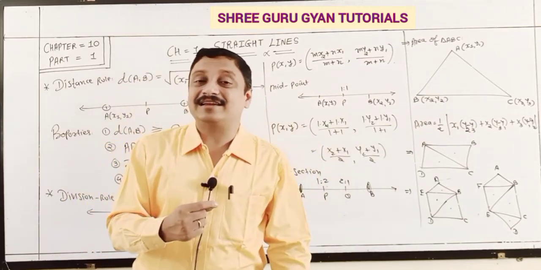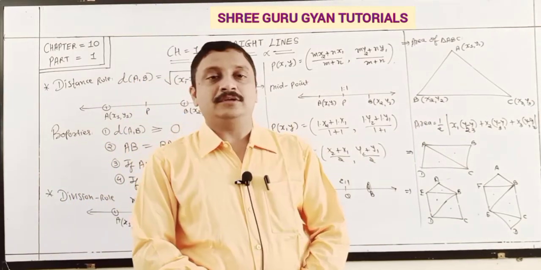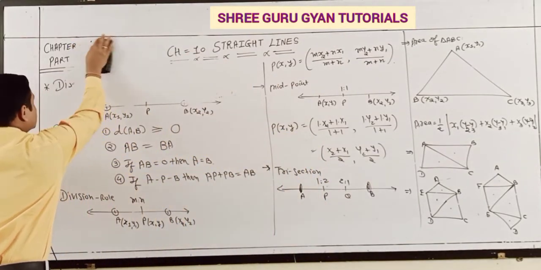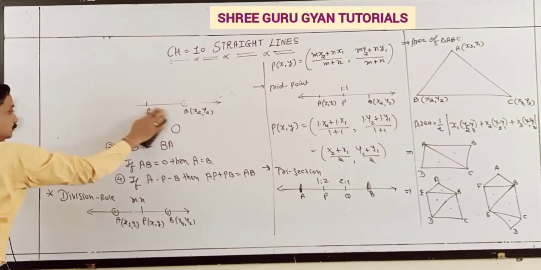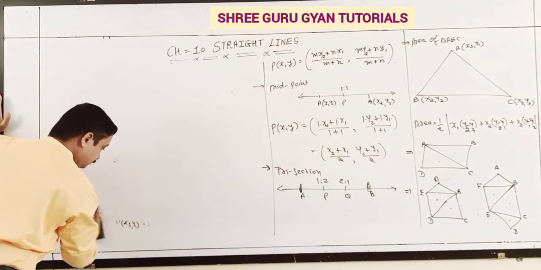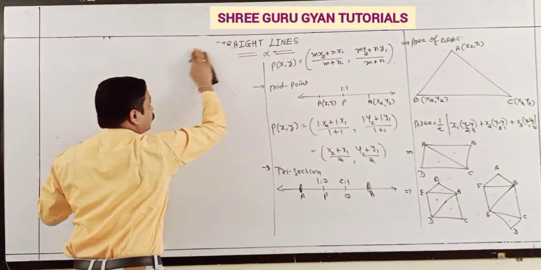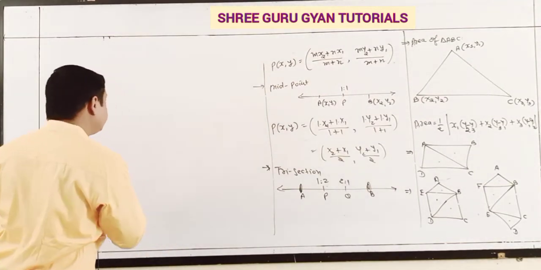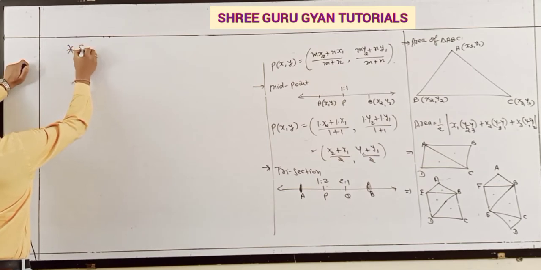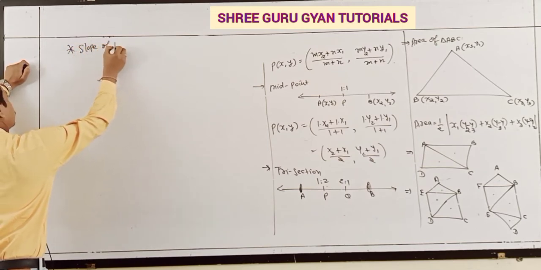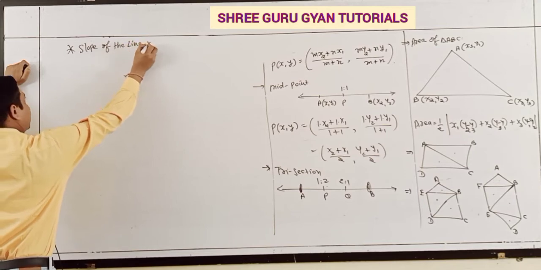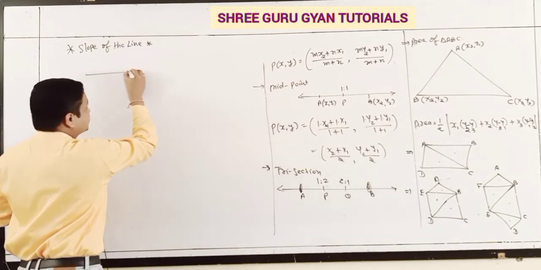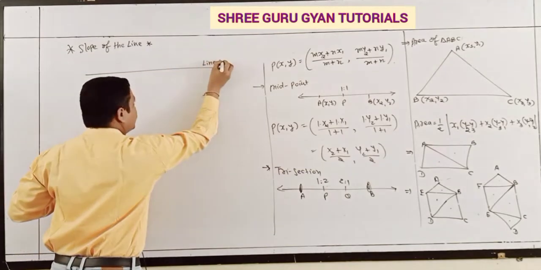Now students, I start the main points for this chapter. Now we continue, students, with our new points. Slope of the line. Yes students, first of all we go ahead with a line with at least 2 points on it.